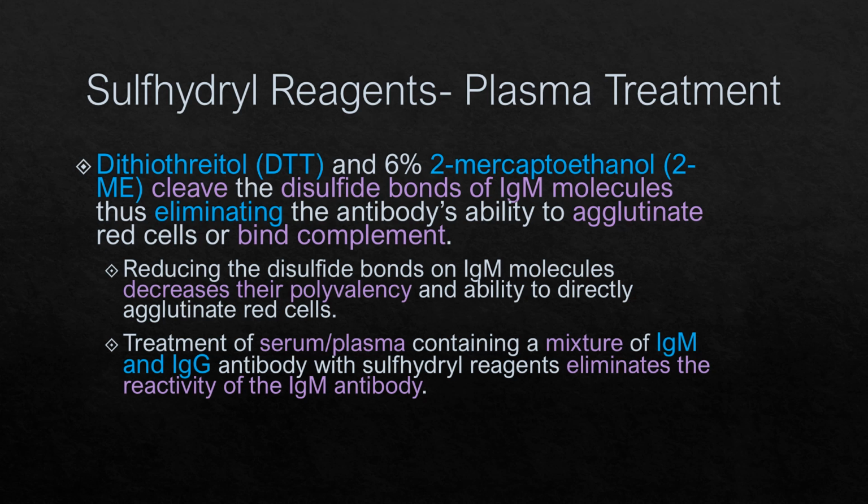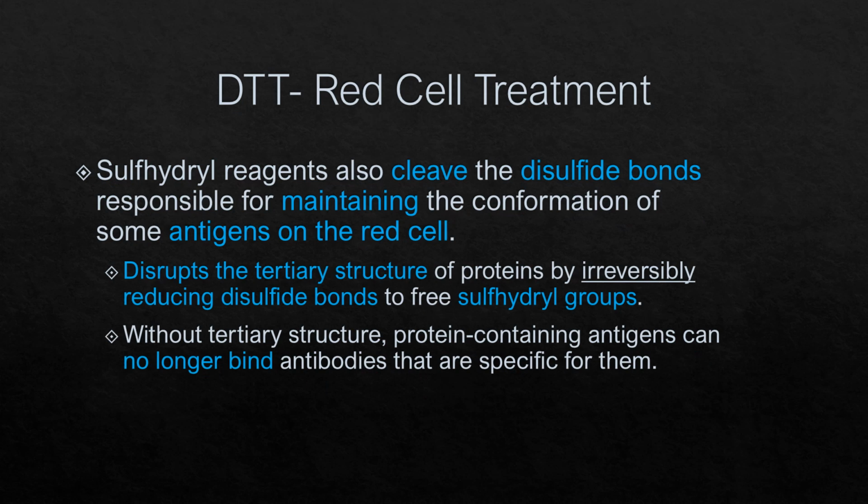Treatment of plasma or serum containing a mixture of IgM and IgG antibody with sulfhydryl reagents eliminates the reactivity of the IgM antibody. You can also use these reagents to treat red cells. When treating red cells, the reagents will cleave the disulfide bonds that are responsible for maintaining the conformation of some antigens on the red cells.